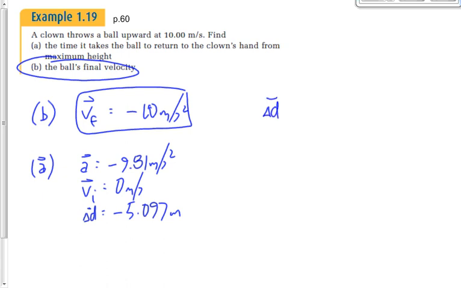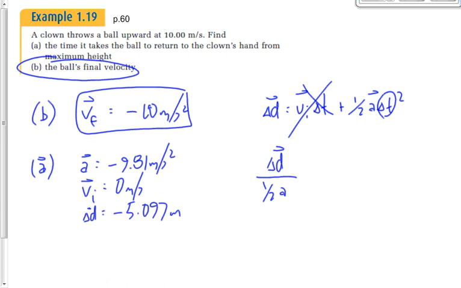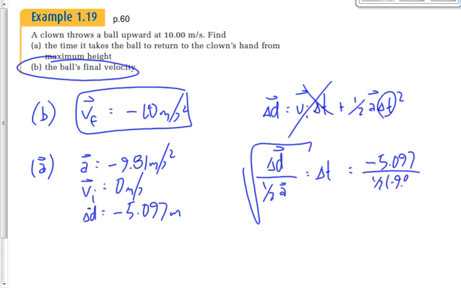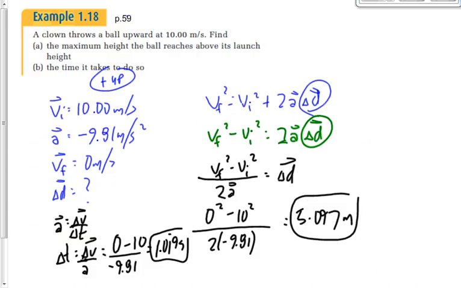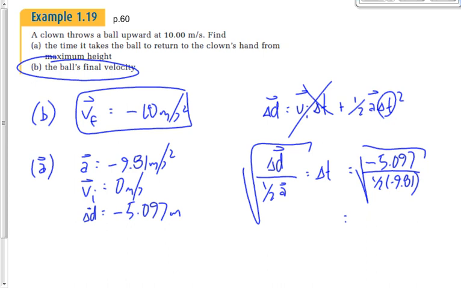D is equal to VIT plus 1/2 AT squared. On the trip down, VI is 0. Solving for T here, the 1/2 A is multiplied by T squared, so let's divide it to get it to the other side. Want to get T by itself? Let's square root it. We're going to say negative 5.097 divided by 1/2 of negative 9.81. Let's root that, and lo and behold, we end up with 1.019 seconds.